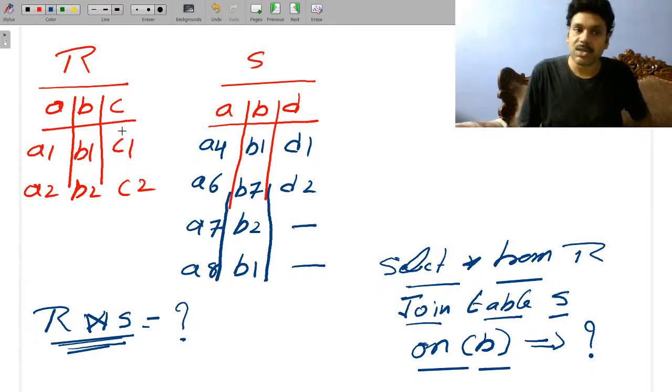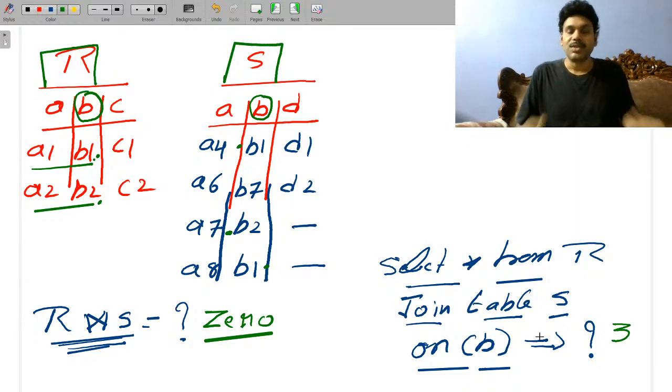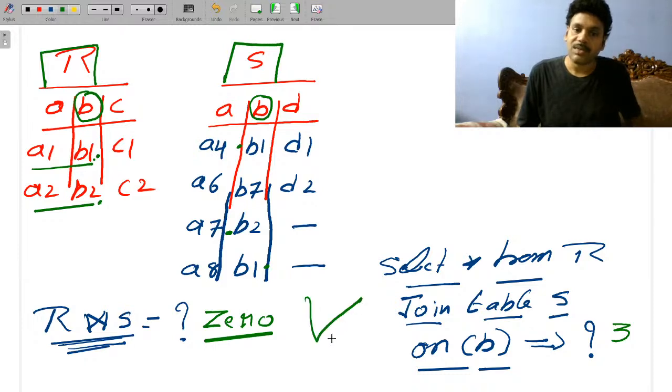So R natural join S, when we ask, considers all common columns, and there is no mapping there. Therefore your answer is 0. But here I am mapping on only B. Therefore B1 can be mapped, and B2 can be mapped, and B1 can be mapped. So we got 3 tuples here. So this is the difference between your join using clause and natural join.